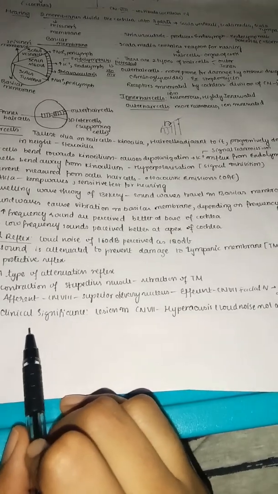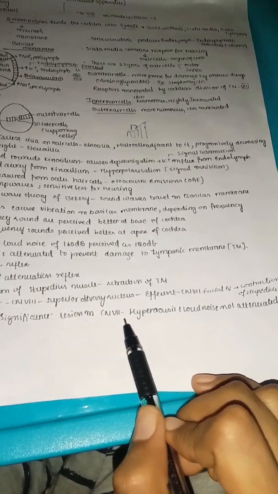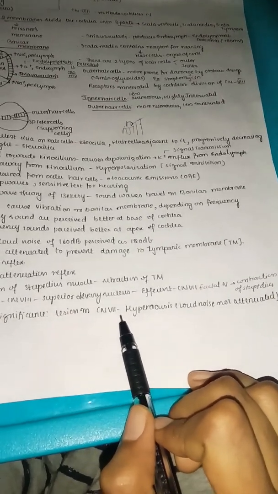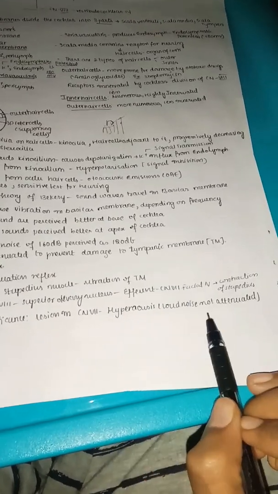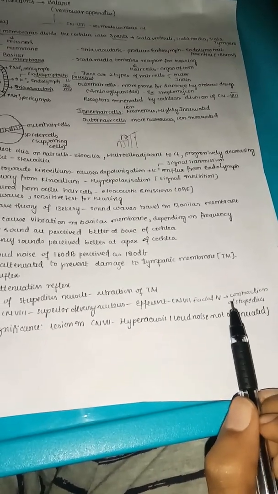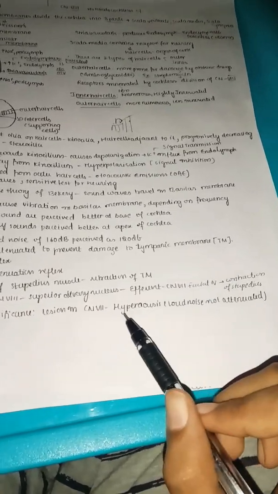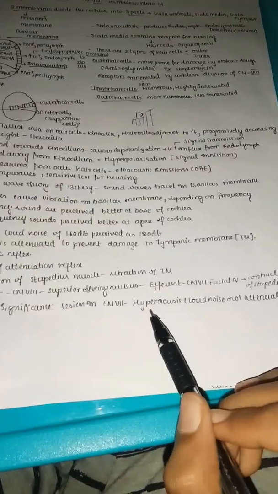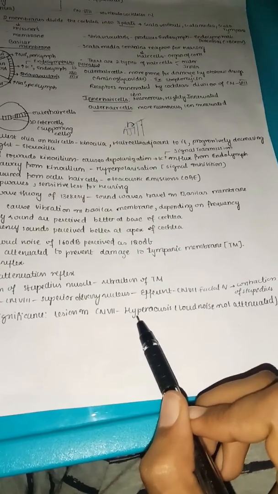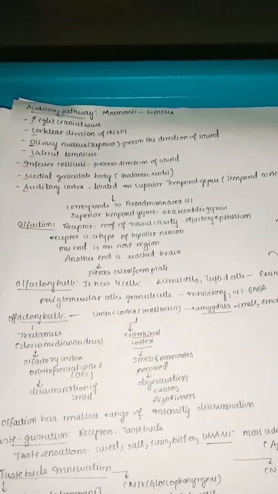So the clinical significance is lesion in cranial nerve 7. For example, if there is a lesion, of course the loud noise is not attenuated, so the person will hear the loud noise, and his tympanic membrane is in danger now. This clinical case is called hyperacusis. This is C, hyperacusis. Let us see the auditory pathway.